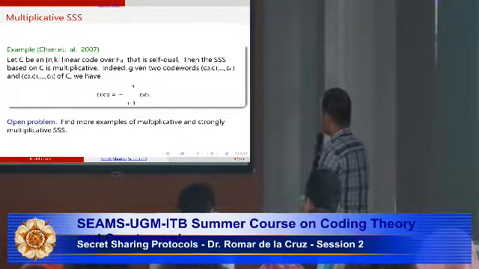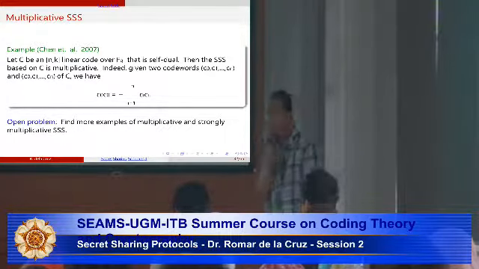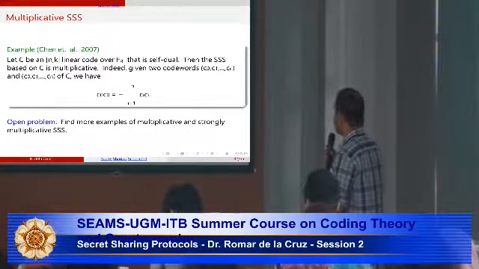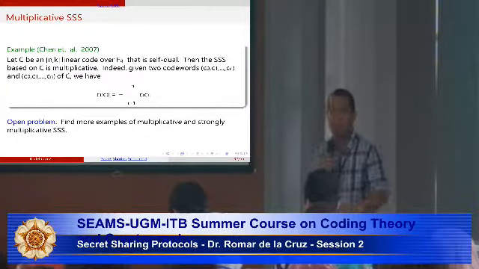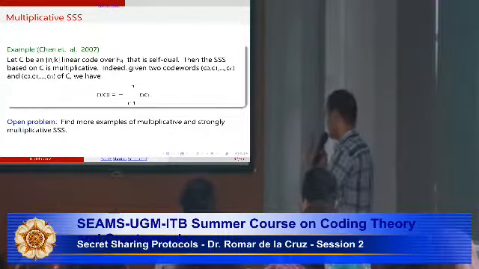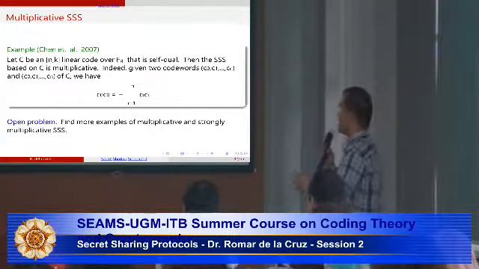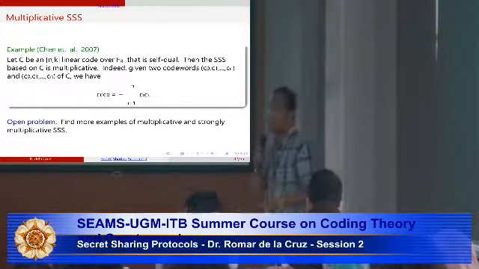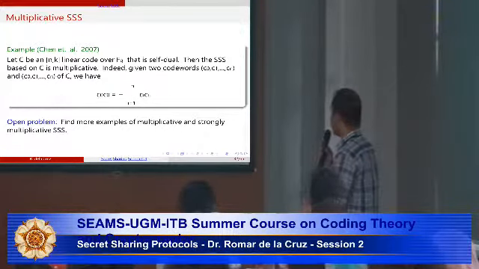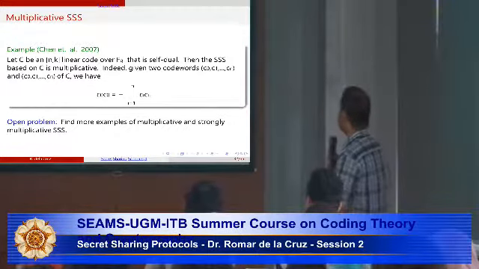Now, it is an open problem to find more examples of multiplicative and strongly multiplicative secret sharing schemes. In particular, strongly multiplicative is a more difficult problem. The only examples of strongly multiplicative schemes are the Shamir scheme, and the other ones are actually from algebraic geometric codes. So it's an open problem to find more simple examples of strongly multiplicative schemes.